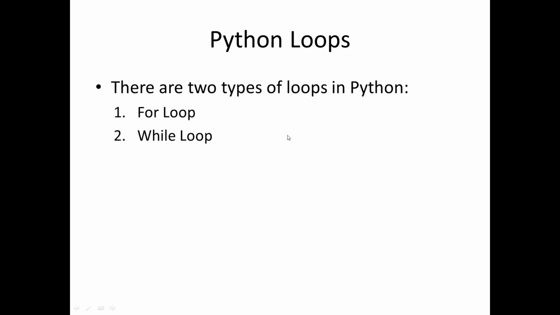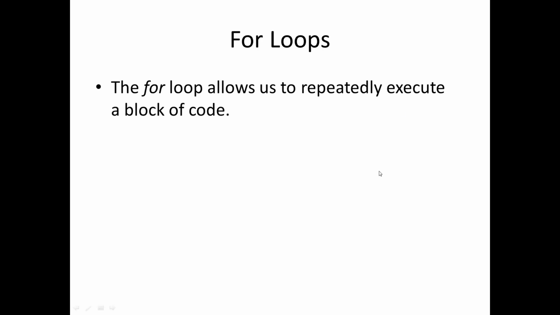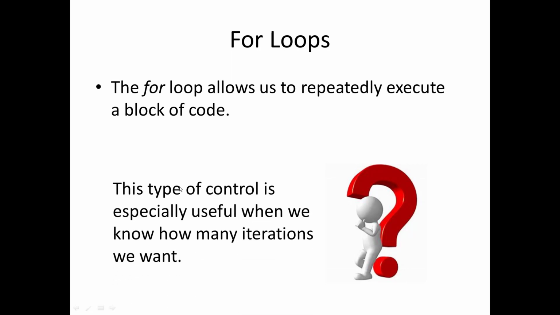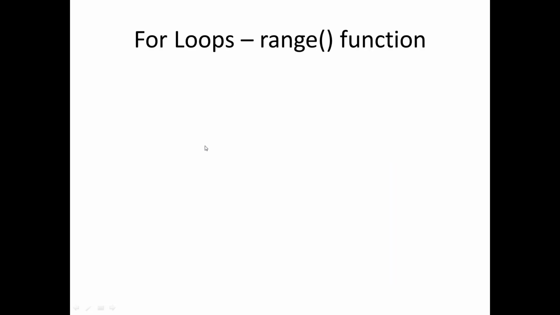Python has the concept of loops to progressively go through iterations. There are two main types of loops in Python: for loops and while loops. The for loop, like the while loop, allows us to repeatedly execute a block of code. However, it's generally used when we understand how many times we may want to execute a block of code. So let's look at that a little bit more. When we know how many iterations we want, that's when the for loop is particularly useful.